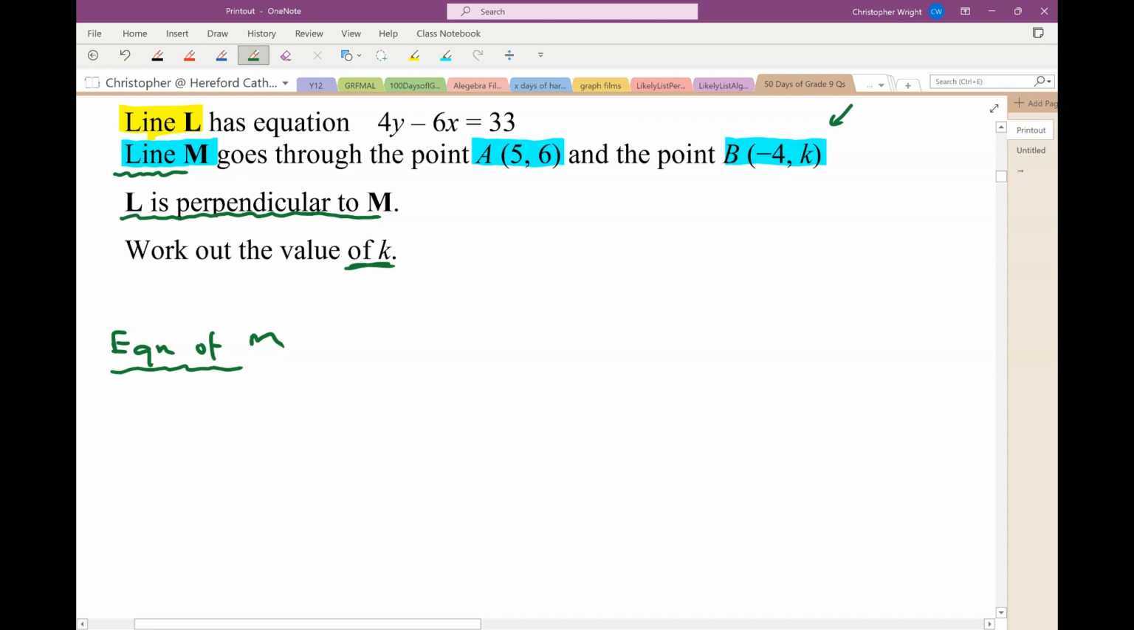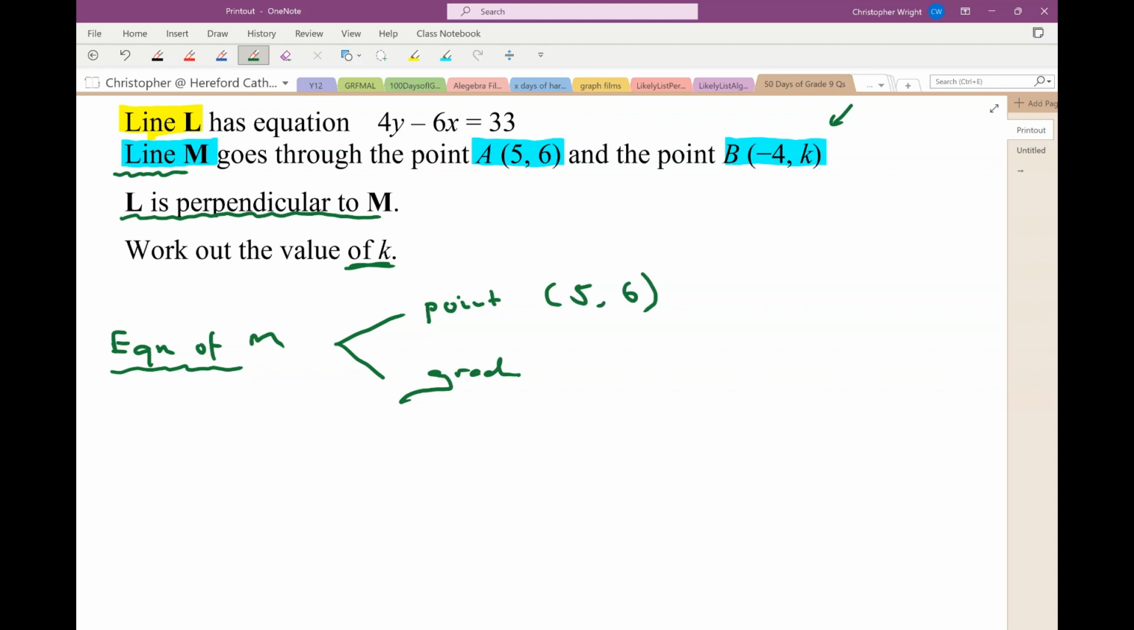Now, to find out the equation of a line, I need to know two things. I need to know a point on the line, and I need to know the gradient of the line. The equation of the line M is what I'm after. Do I know a point on the line M? Yes, I do. It goes through the point A, (5, 6). Do I know the gradient of the line M? Well, I don't, but I do know that the line M is perpendicular to L.